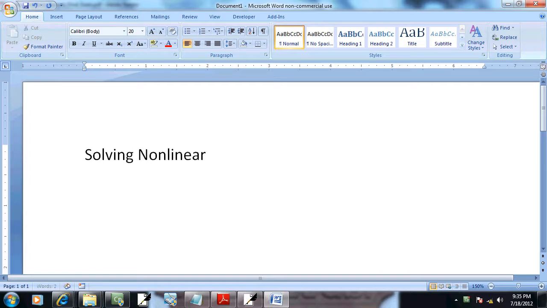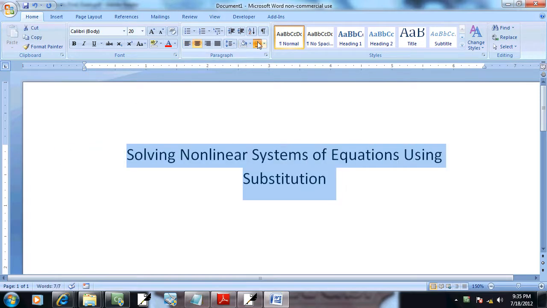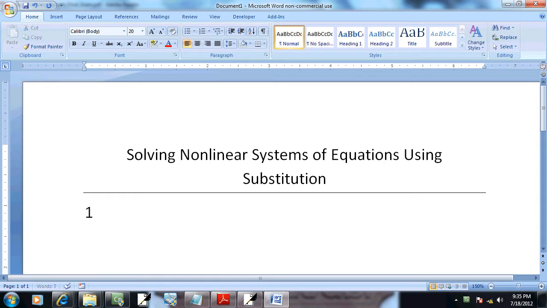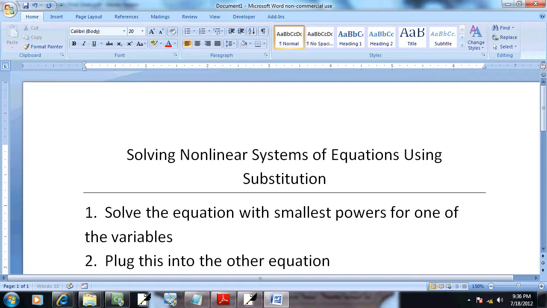Solving nonlinear systems of equations using substitution. Step 1. Solve the equation with the smallest powers for one of the variables. Step 2. Plug this into the other equation and solve for the remaining variable.